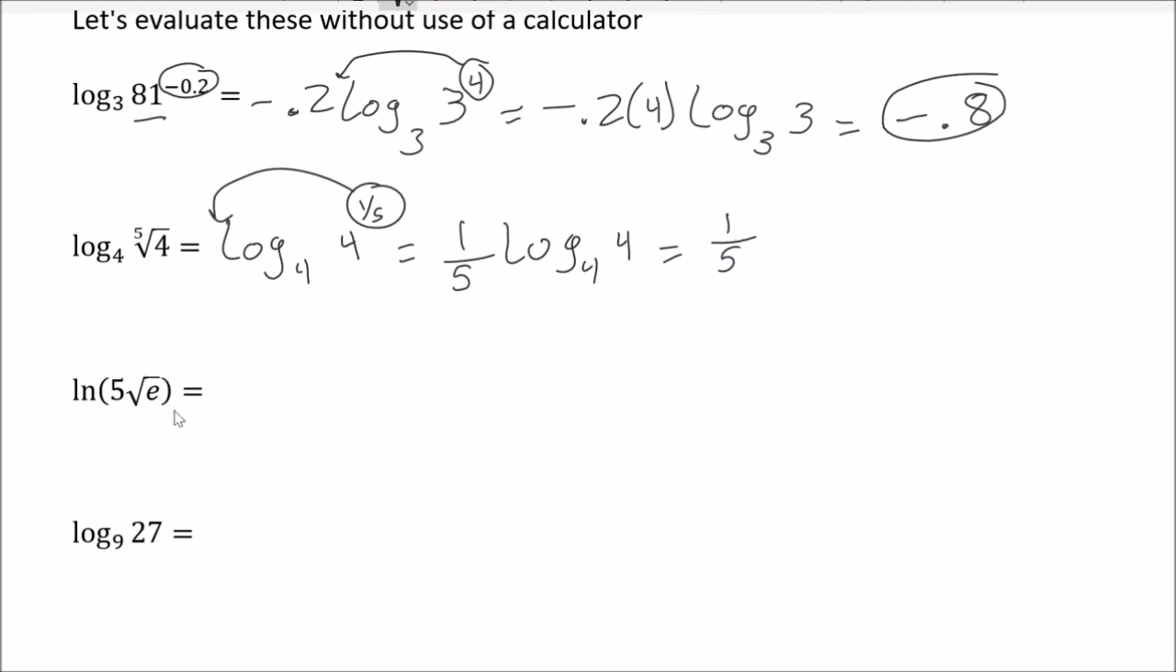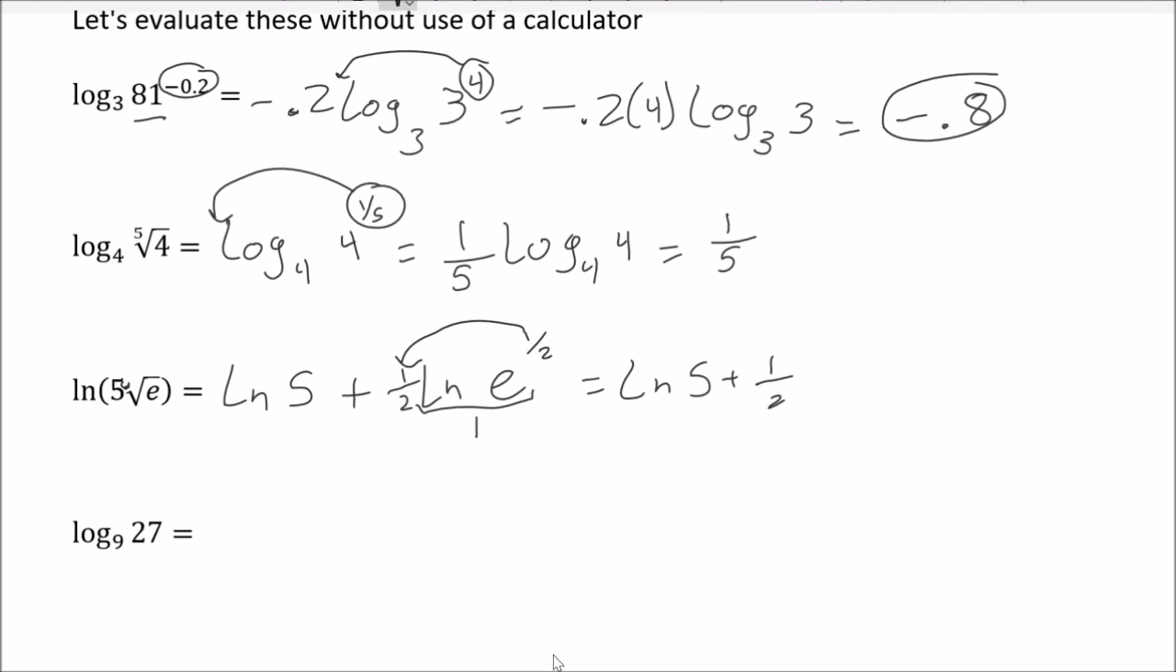All right, what about this one? I see multiplication. All right, so we better break that up into addition. So natural log of 5 plus natural log of e, but people, I'm not going to write the root on there. I'm going to write the root as the 1/2 power. And actually, right now, I'm going to drag that down in front right there, because that's going to help me see, hey, natural log of e, we remember from our previous lesson, that's 1.